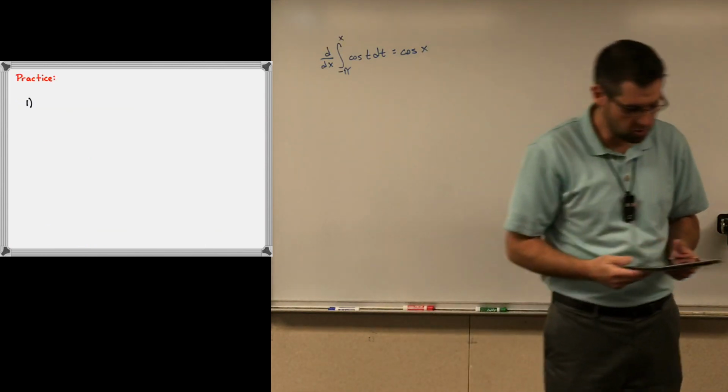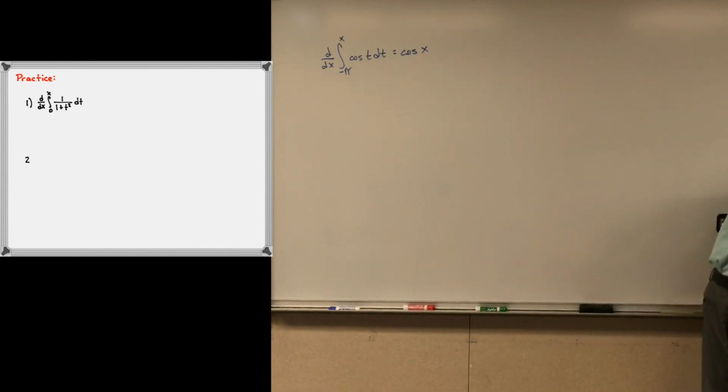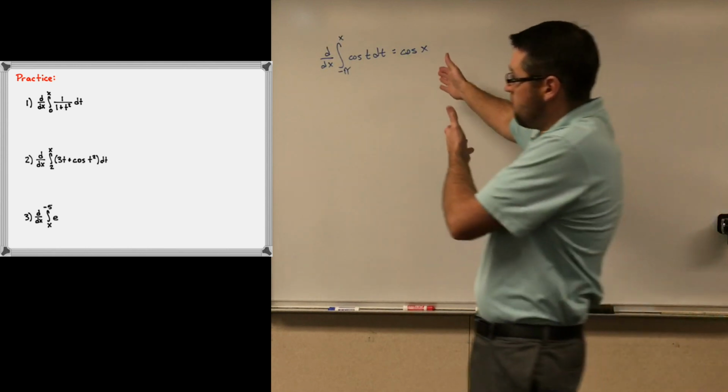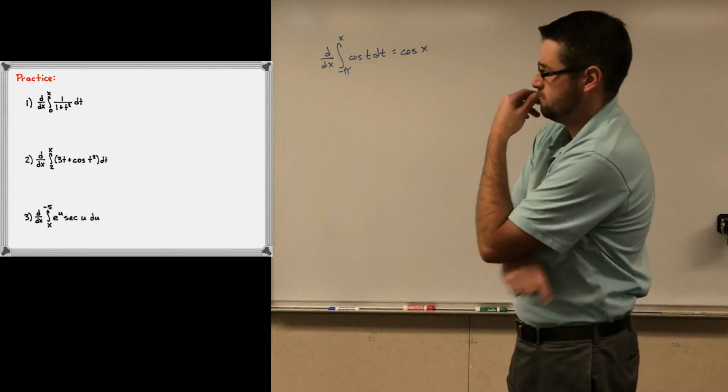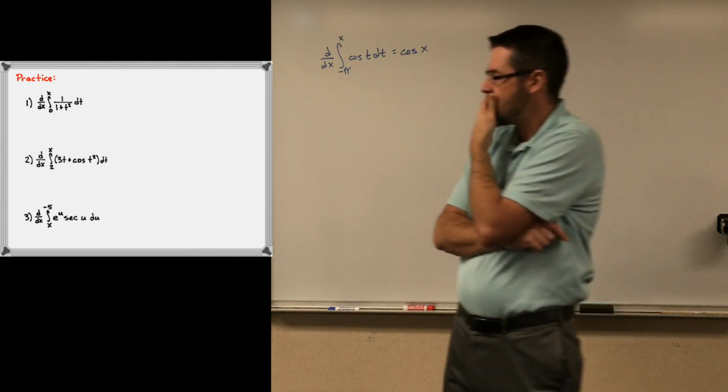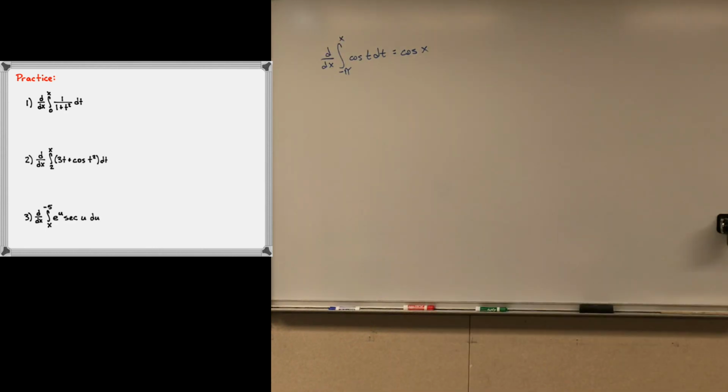Okay. So I want you to practice these. And you should know the answers. I mean, you can come up with the answers all by your lonesome using this rule, except for maybe number 3. You wouldn't put cosine of negative pi. No, because if you think through the process, we take the integral, so we take the antiderivative, and then we plug in the upper and lower bound.